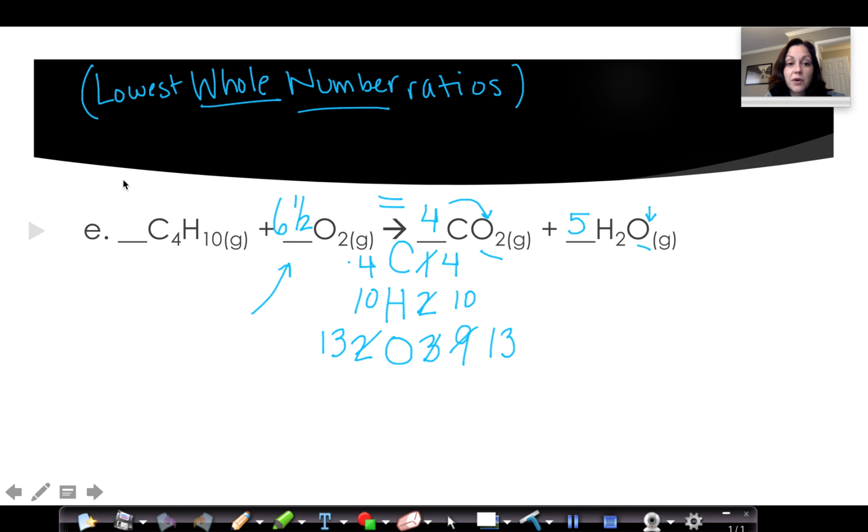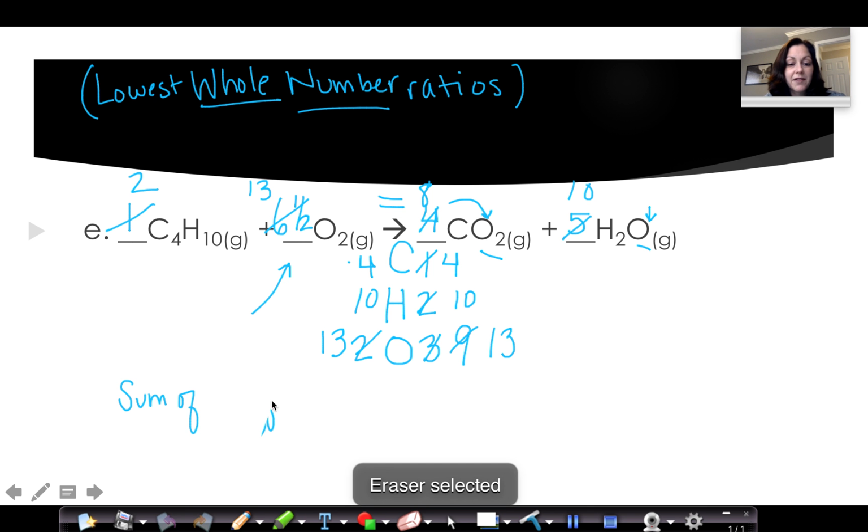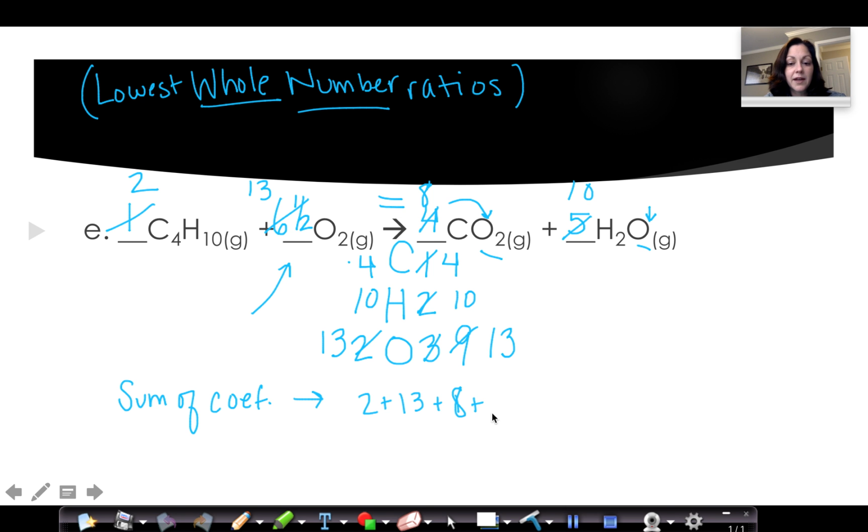So what I'm actually going to do is, because this is a 1 to 6 and 1/2 to 4 to 5, I can go in and double all of my coefficients, and my coefficients become 2, 13, 8, and 10. And so if they asked me for the sum of all of the coefficients, it would be 2 plus 13 plus 8 plus 10, which is 33 would be the sum of the coefficients.